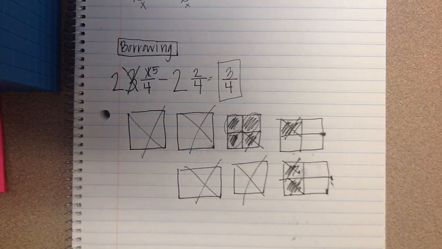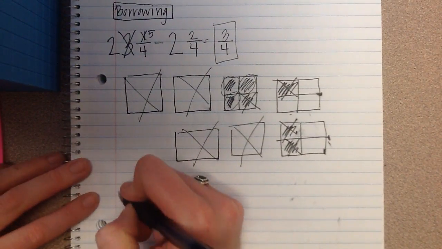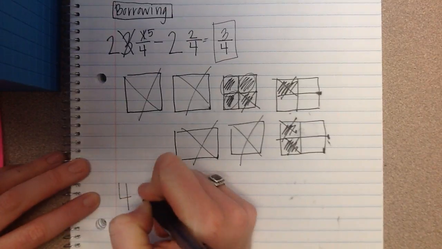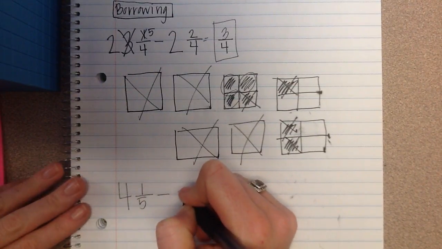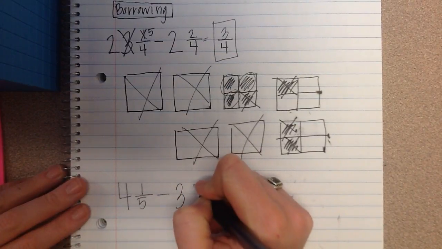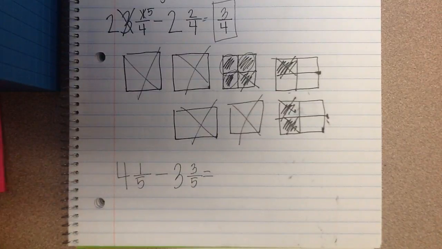We're really going to work on this tomorrow because I know it's confusing, but we're going to work on it. I'm going to let you practice here. 4 and 1/5 minus 3 and 3/5. Try to do this problem, and if you do this problem and you get it right and you show me all your work, then I will give you a special prize.